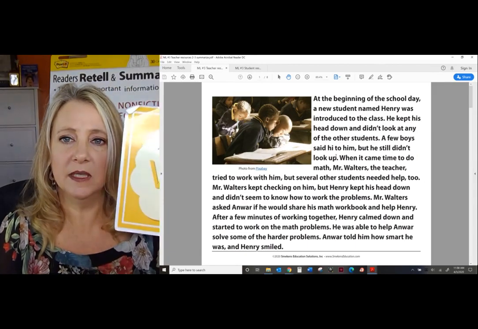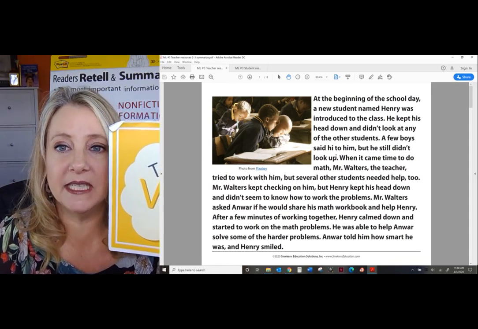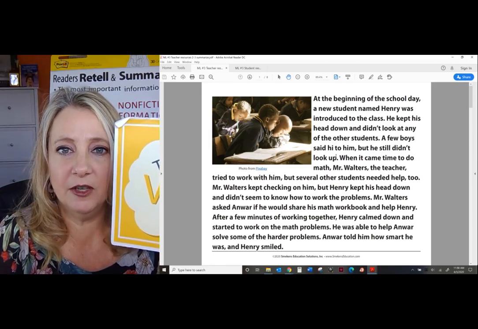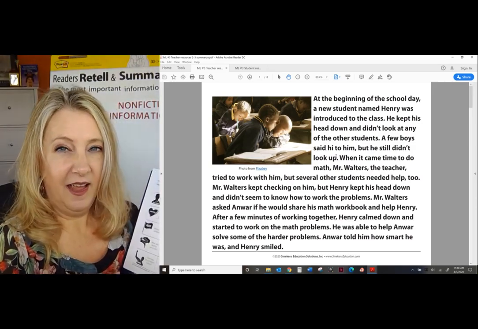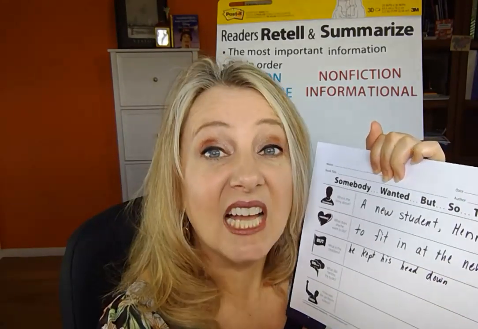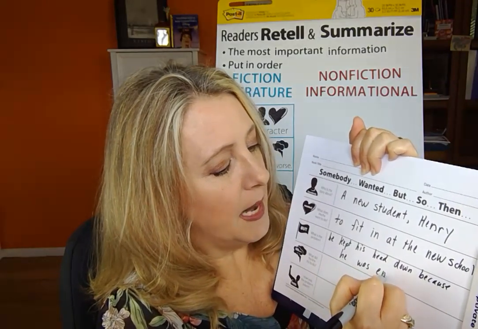But there's a problem. Well, what is the problem? A few boys said hi to him. That doesn't seem like a problem, but he didn't look up. And so what is the problem here? He wanted to fit in, but he kept his head down. I'm starting to think about that and I'm inferring, and I think he kept his head down because he was embarrassed. I think that's the problem. Because he was embarrassed.